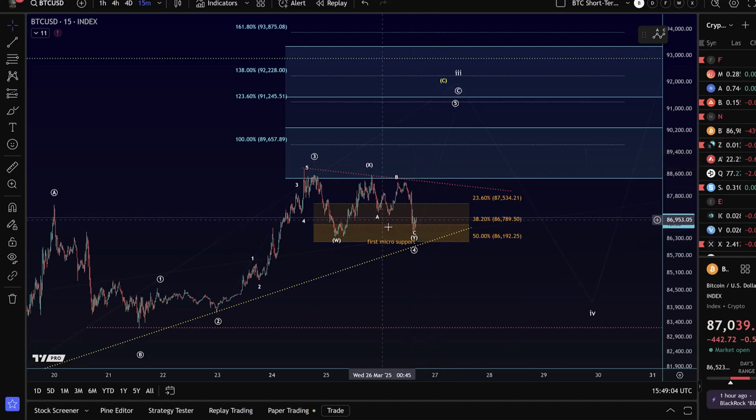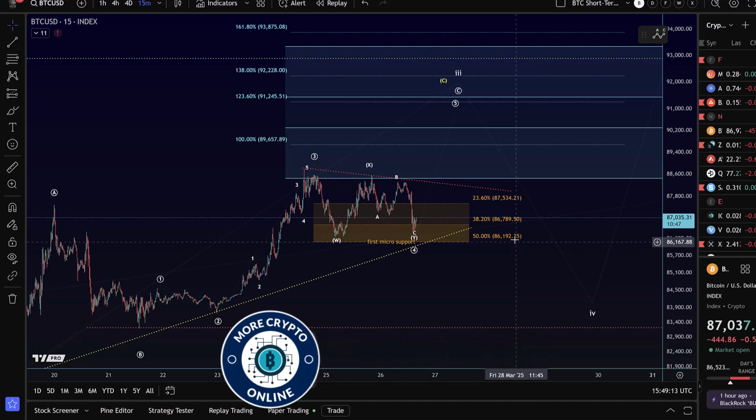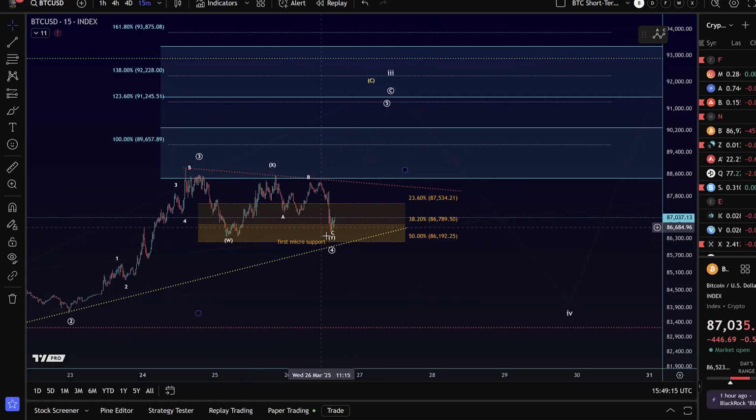The Bitcoin chart is currently holding Fibonacci support between 86,192 and 87,534. And at the moment, we are still holding in this Fibonacci support area. This is, by the way, the 15-minute chart, just short term.